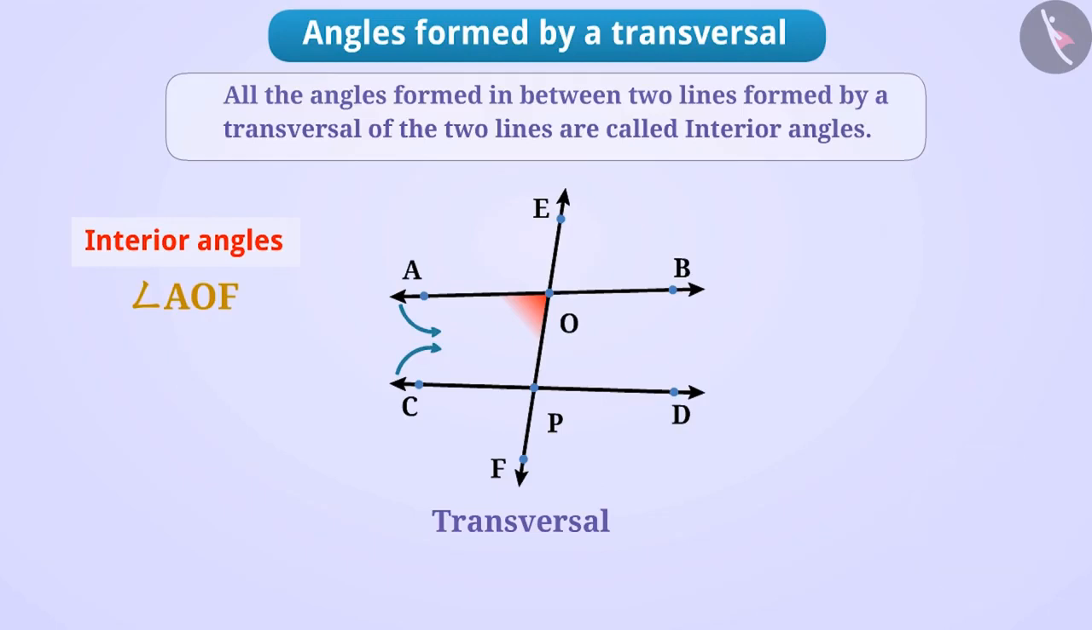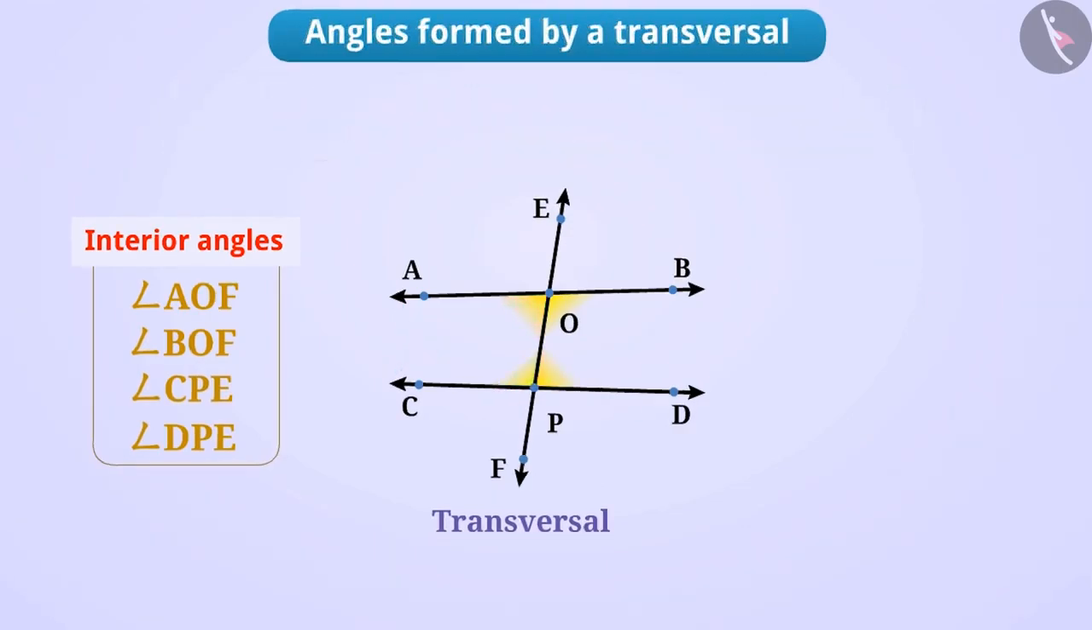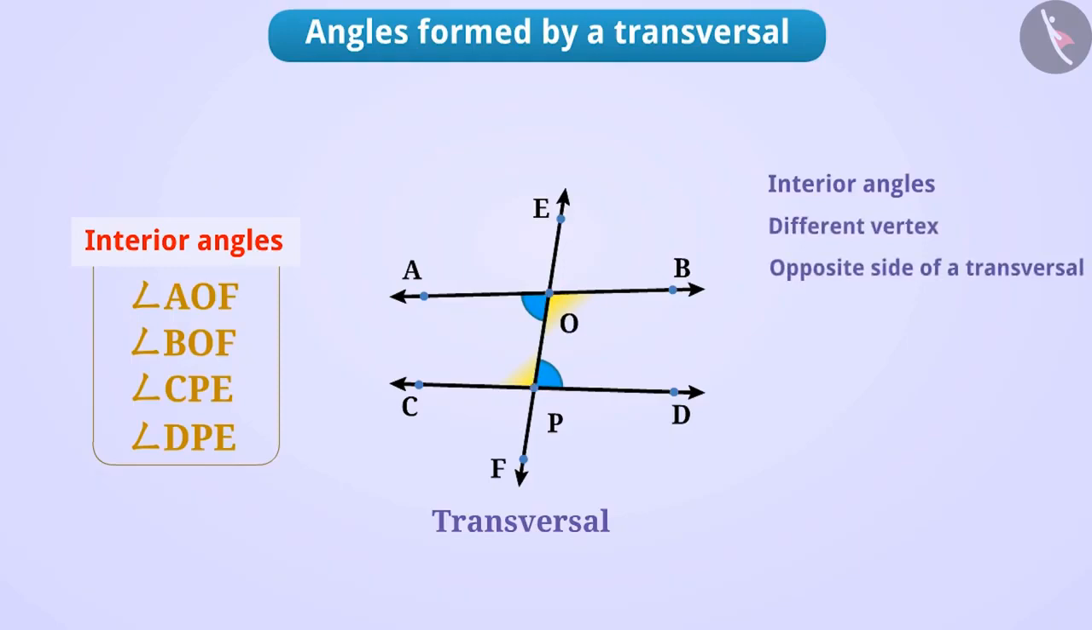Here, similar to angle AOF, angle BOF, angle CPE and angle DPE are also situated in between the two lines AB and CD. Therefore, they are also interior angles. Now let us consider a pair of interior angles, angle AOF and angle DPE. We have seen that they are interior angles. We can also see that their vertices are different. Also, they are on the opposite sides of the transversal.